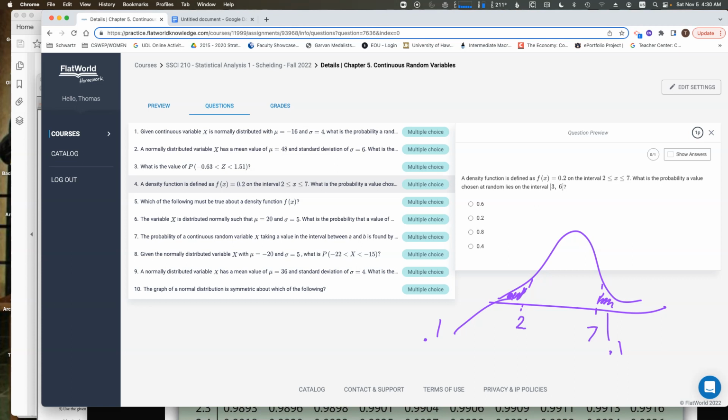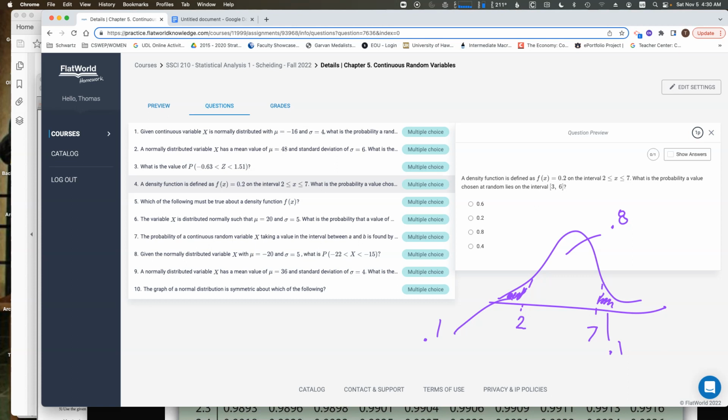So we have 0.2 density on the outside of the 2 and 7. That x is greater than or equal to 2, but less than or equal to 7. So that gives me 0.8 here, right? Because that would be whatever's left over, because we know that the total area needs to equal 1.